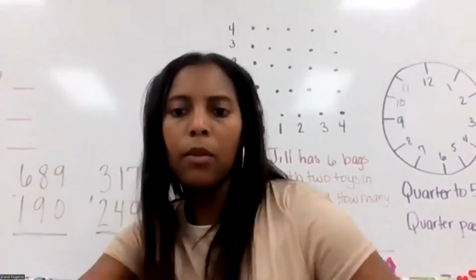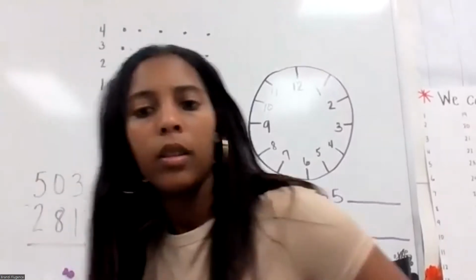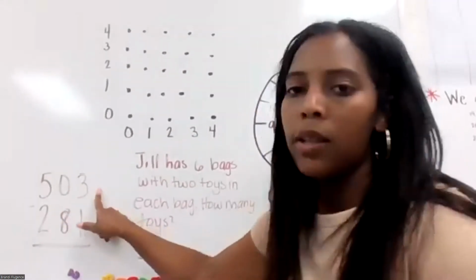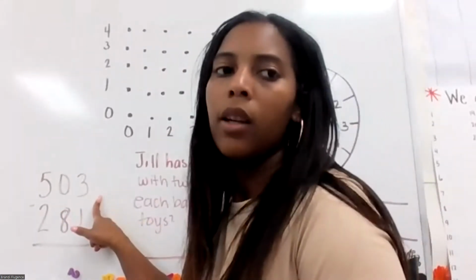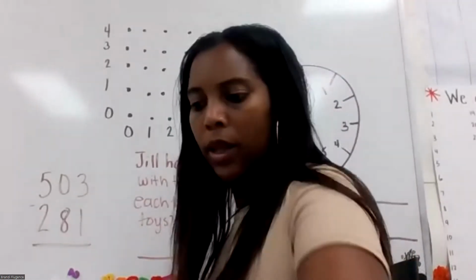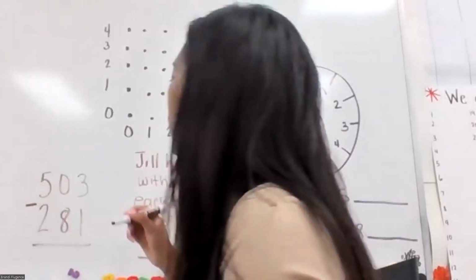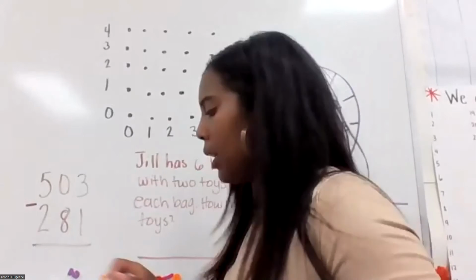All right, so let's go ahead and work out these problems we have here. Okay, let's look at the first one. So I have 503 minus 281. Okay, I'll give you a minute to work it out, and then someone can explain it to us. 503 minus 281.